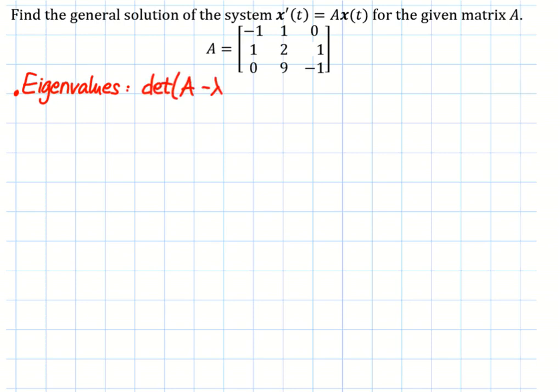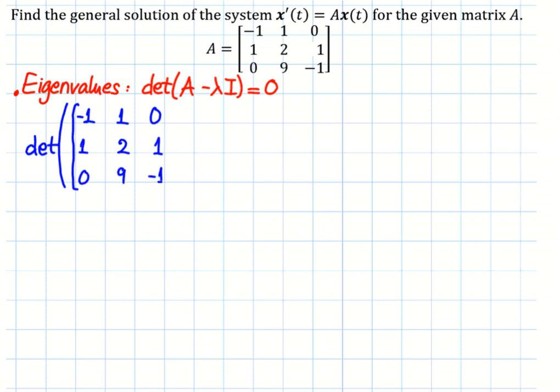Determinant of A minus lambda I equal to 0. That is the characteristic equation. So we have the determinant of, I will just copy the matrix A, and then we subtract lambda on the diagonal, because the I matrix is just 1 on the diagonal. When we multiply by lambda, we have lambda on the diagonal, and then we subtract. So that's what we have. The determinant of this matrix must be equal to 0.